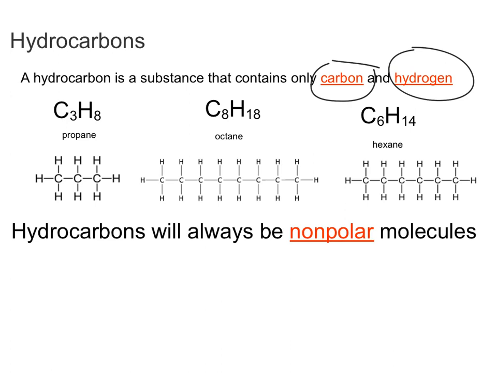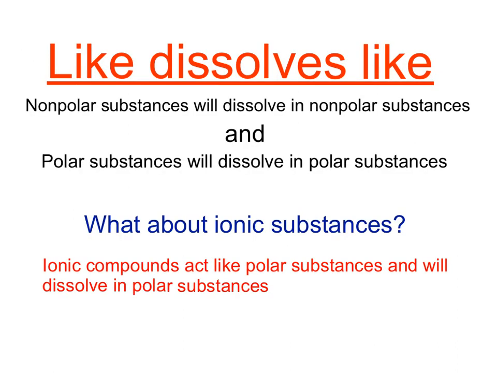We have one more key idea to talk about, and that's this idea of like dissolves like. So like dissolves like is a rule of thumb that we have that says nonpolar substances will dissolve other nonpolar substances, and polar substances will dissolve other polar substances. In other words, something will only dissolve something that is similar to it. So polar dissolves polar, nonpolar dissolves nonpolar. That's about as simple and straightforward as it gets. You don't really have to know too deep the nitty-gritty why. Just remember that polar dissolves polar, nonpolar dissolves nonpolar.